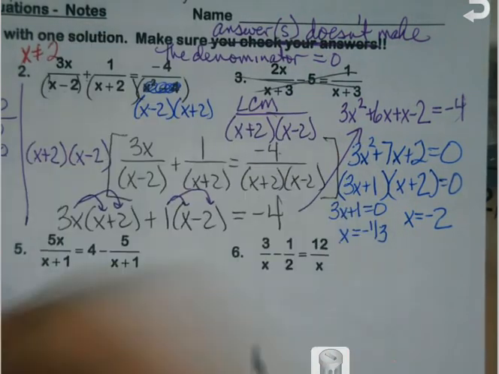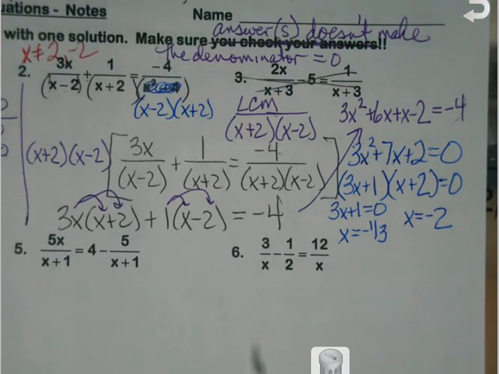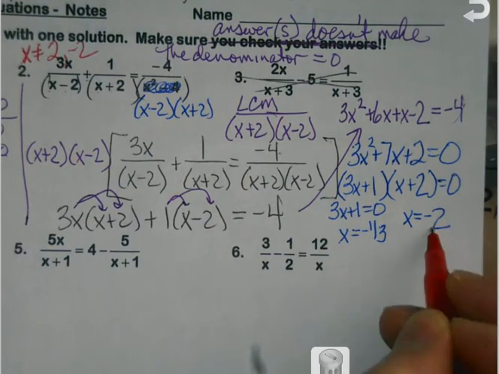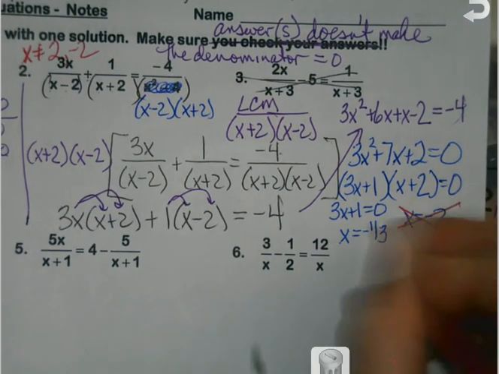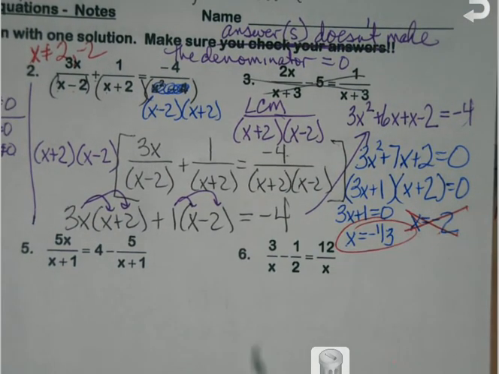What minus 2 is 0? That'd be 2. What plus 2 equals 0? That'd be negative 2. Do I have 2 or negative 2 as an answer? Oh. Can't have it. If it causes a denominator to be 0, doesn't work. Can't do it. And so we cancel that out that way.